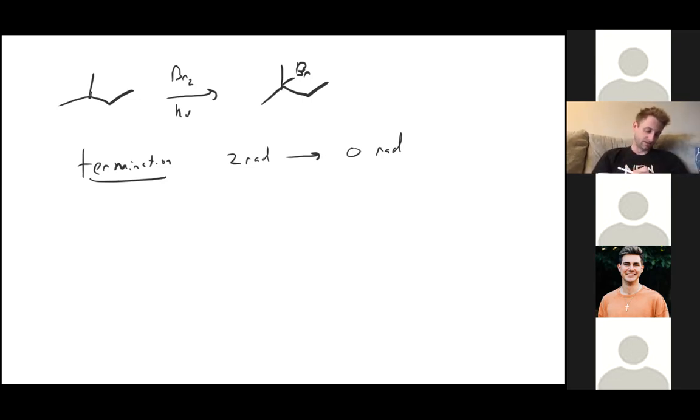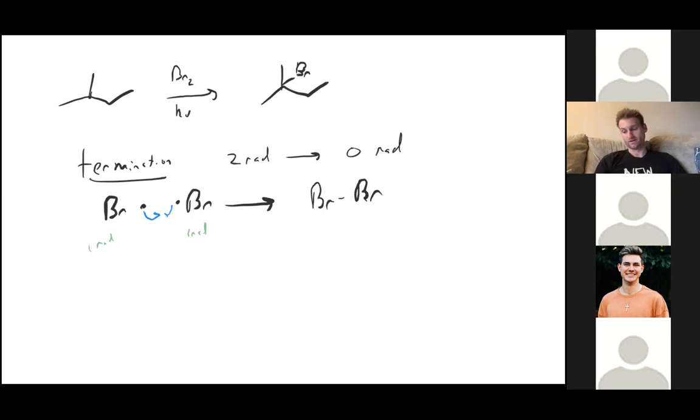An example of this would be taking 2 equivalents of our Br radical. Each of these is 1 radical. They can come together to form a bond. That would be neutral, so it doesn't have any more radicals on it. It's called termination because at this point you wouldn't be able to keep going. This would have to get fed into initiation and then back into propagation to do anything.